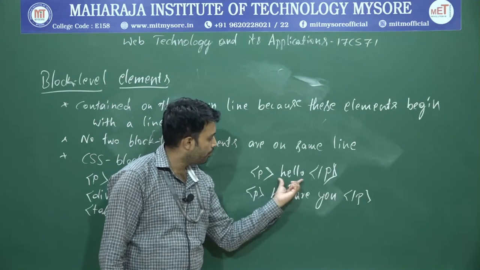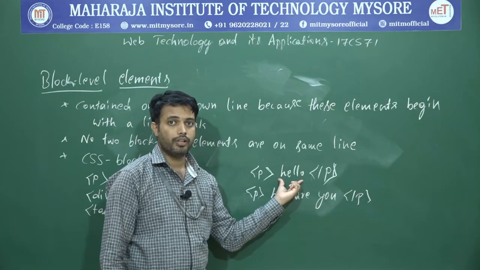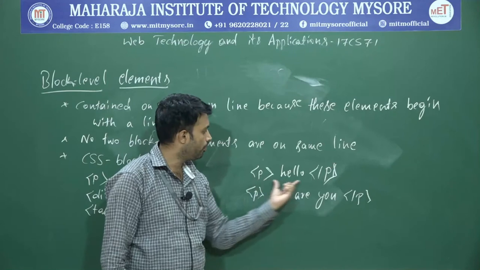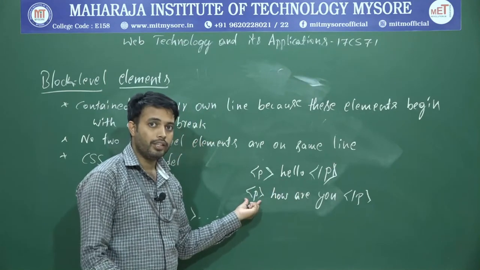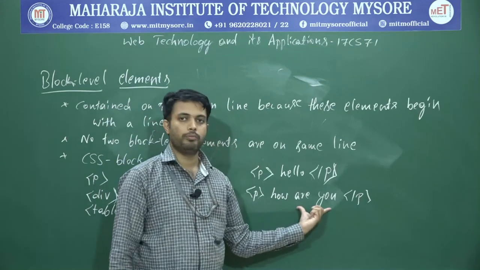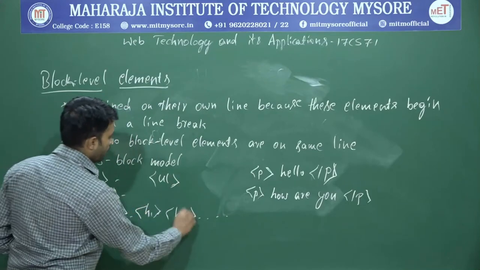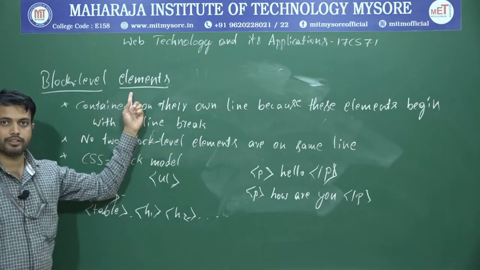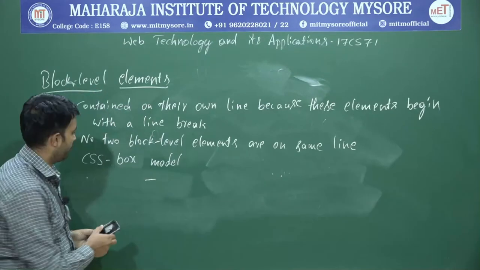Before printing this message on your web page, it is going to write a new line character. In a new line it is going to print hello. After that, again one more p, again a new line, and in the next line it is going to display the how are you message. So likewise all these are examples of block level elements. Then what about inline elements?